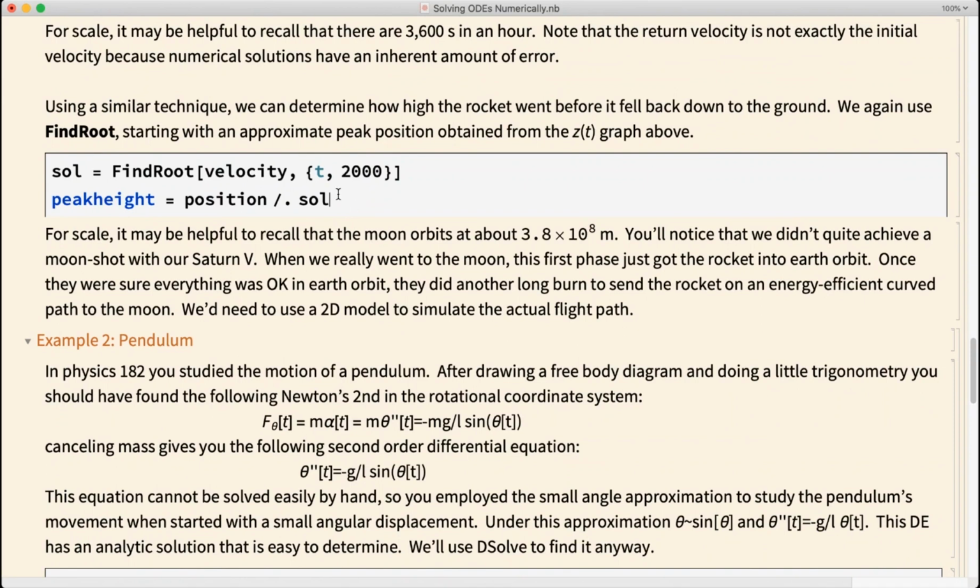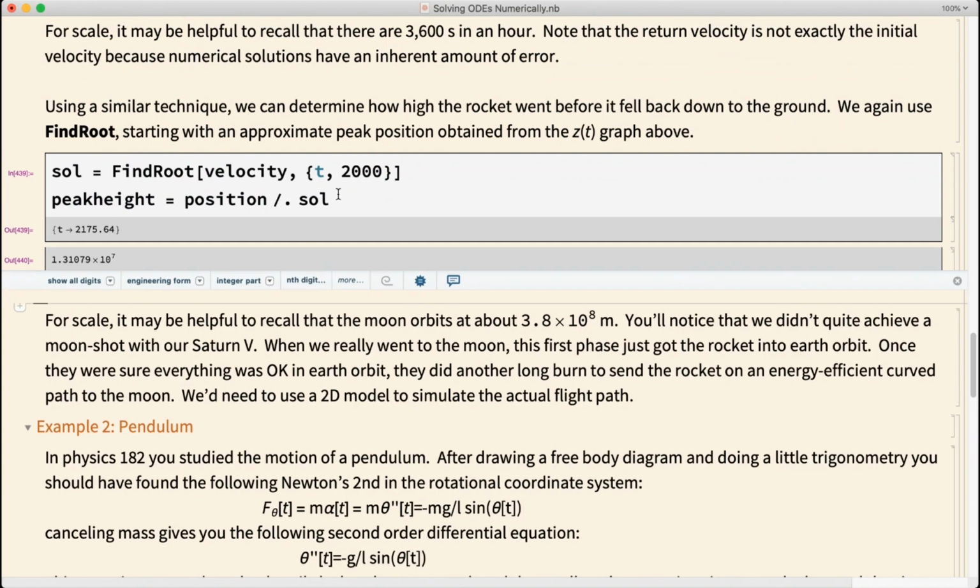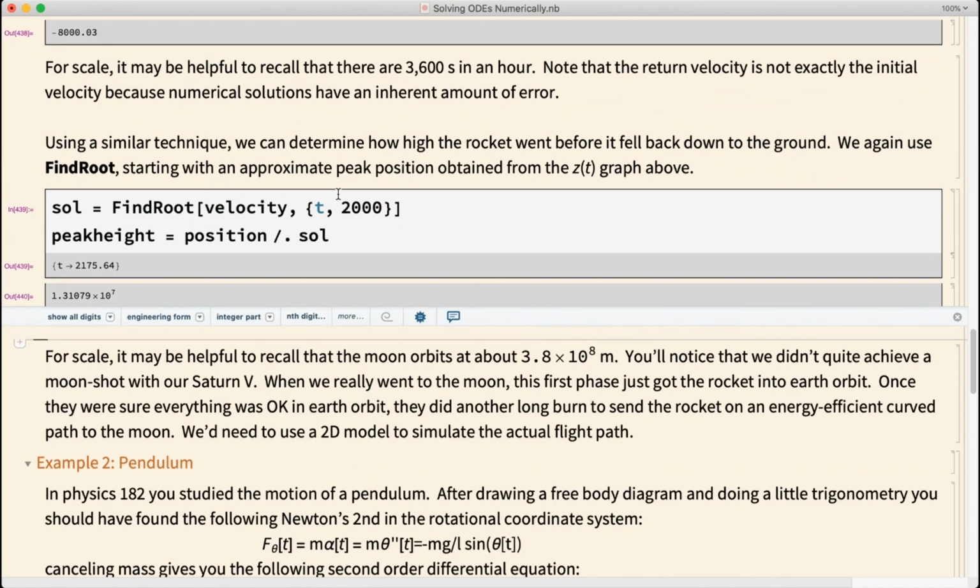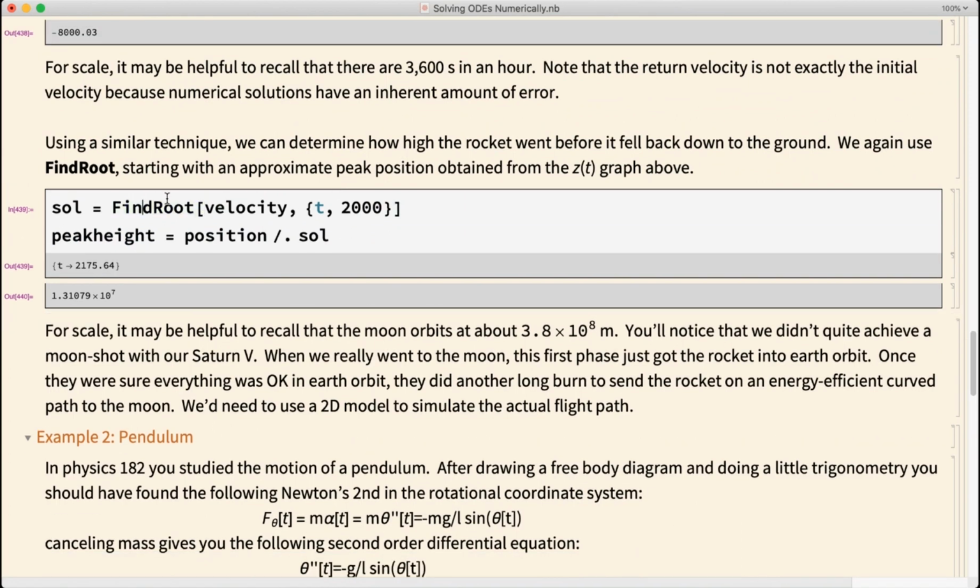So now we're looking at the peak height. Okay, so the default here is I'm finding where this expression for velocity is equal to 0. That's going to be true at the apogee, or the peak altitude or peak height of this object. And so I can find the time of the peak height, and then I can do a substitution to find the peak position. Okay, so that's kind of cool. It's kind of powerful.